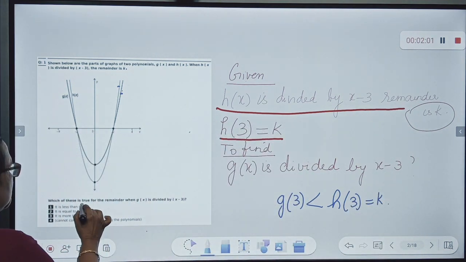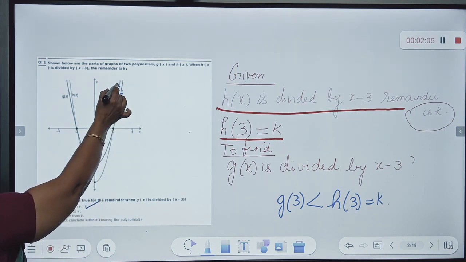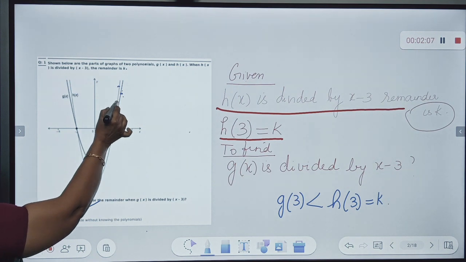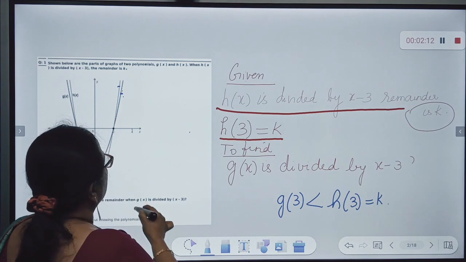Therefore, the first option is true. It is less than k. You can just see it. This is h of 3 and this is g of 3. g of 3 is less than h of 3. Therefore, it is less than k.